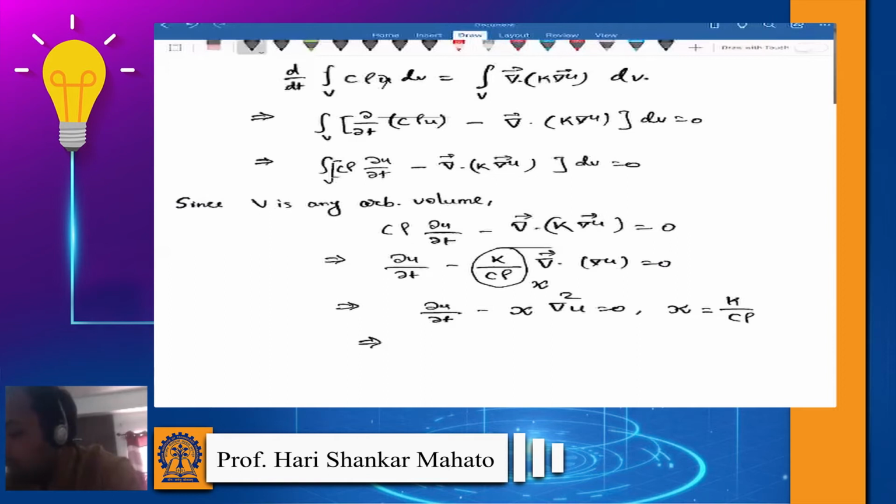And some people also write this equation as del u del t equals kappa Laplacian of u. And this is the required heat conduction equation that we were talking about. So for a heat conduction problem, this is the required equation. This equation has many other applications in different branches of physics or applied mathematics. But this is the basic formulation of that heat conduction problem.